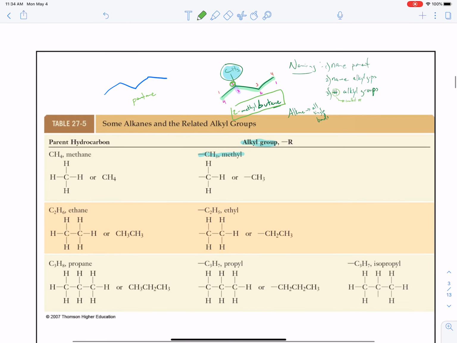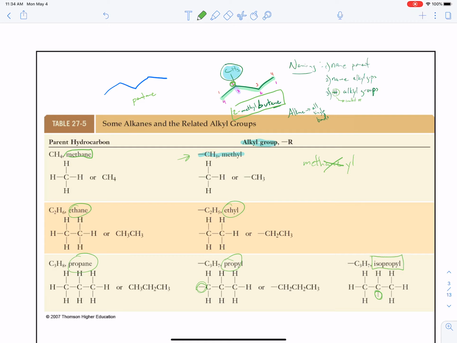So, we can name these in all sorts of ways. If I have methane and it's a substituent, then it becomes methyl. Notice you take the methane, you drop the ane, and you add yl. So it becomes methyl. How are you going to do that for ethane? It becomes ethyl. How are you going to do that for propane? It becomes propyl. Or, it doesn't have to have a bond on the very end. It could have the bond in the middle. And in that case, you call it isopropyl.